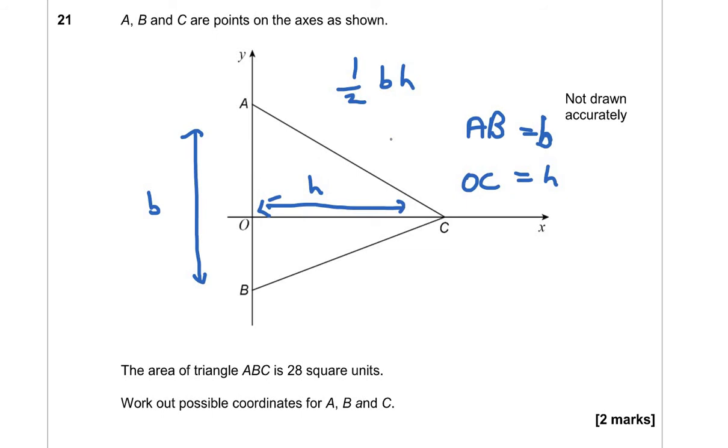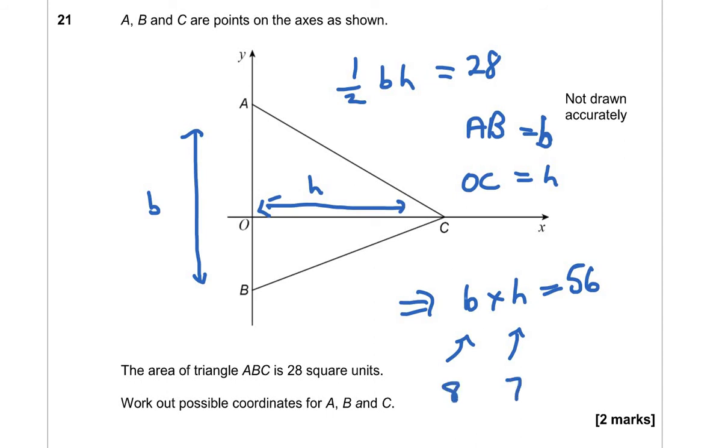Right, and we're told that it's 28. So we're told that a half base times height is 28. So this tells us that the base times height is 56. So now we just need to choose two numbers that multiply to give 56. I'm going to go with 8 and 7. So let's say that the distance between A and B is 8. And the height is 7.